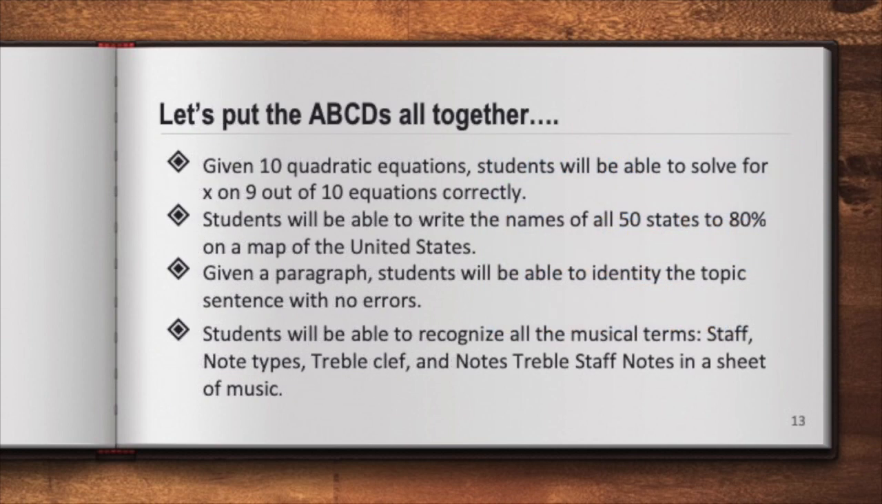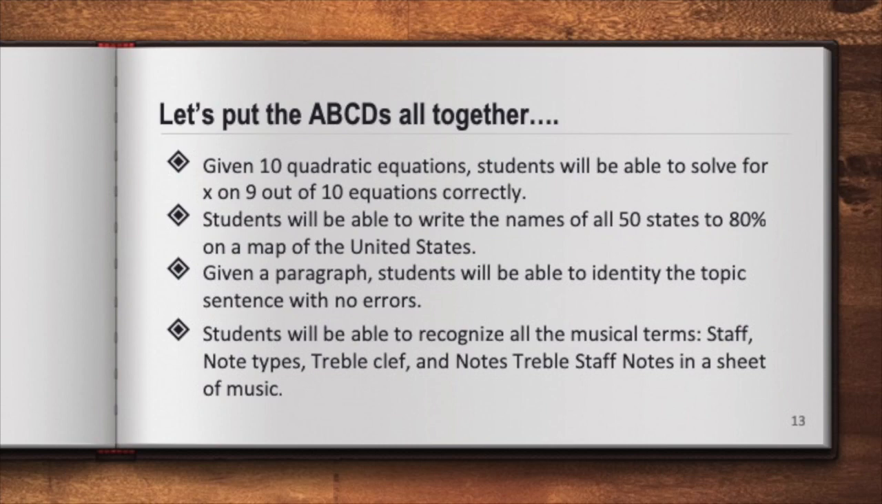The next one is, how do we put it all together? The ABCDs. You will see in the first one, it says given 10 quadratic equations. That's your condition. Students will be able to, your audience, solve. That is your behavior. And then their success rate is 9 out of 10 correctly. The next one, students will be able to, that is your audience. Write the names, that is your behavior. All 50 states on the map of the U.S., that is your condition. And your degree is 80% accuracy.